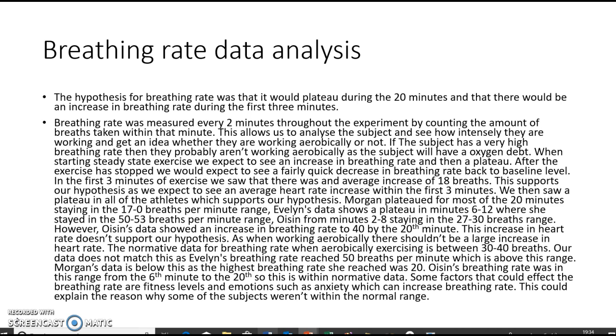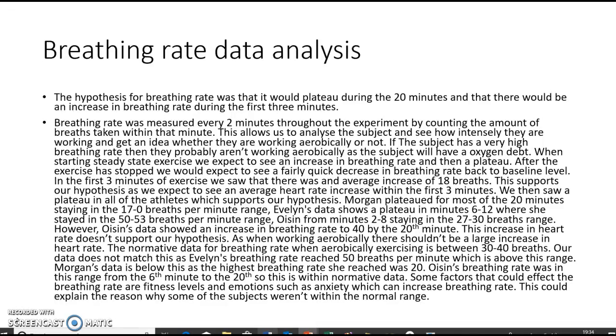However, Oshin's data showed an increase in breathing rate to 40 by the 20th minute. This increase does not support our hypothesis, as when working aerobically, there shouldn't be a massive increase in breathing rate. The normative data for breathing rate when working aerobically is 30 to 40 breaths. Our data does not match this, as Evelyn's breathing rate reached 50 breaths per minute, which is above this range.